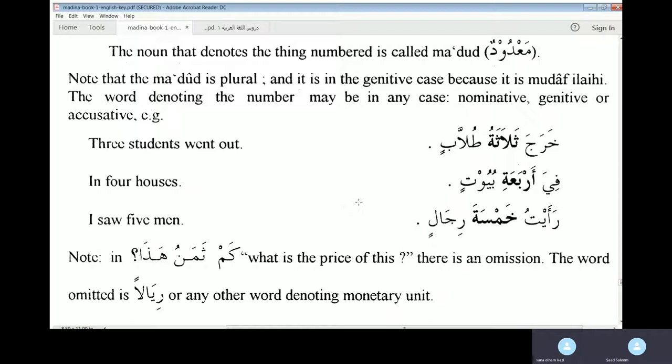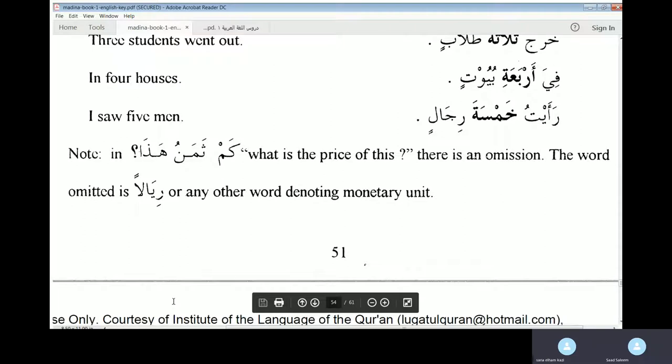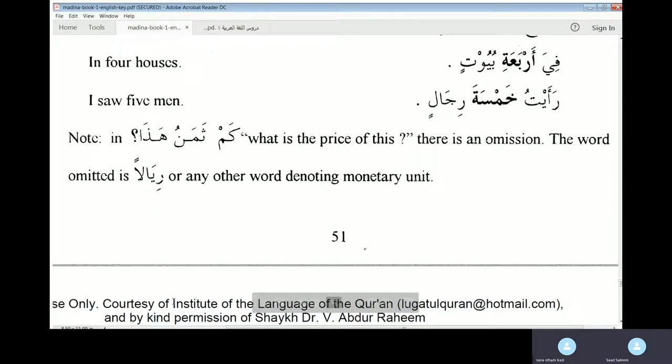Fi arba'ati buyutin, in four houses. So here it's majroor. Ra'aitu khamsata rijalin. Ra'aitu is I saw. Khamsata is five. Rijalin is men. So here it's in the accusative case, mansub.